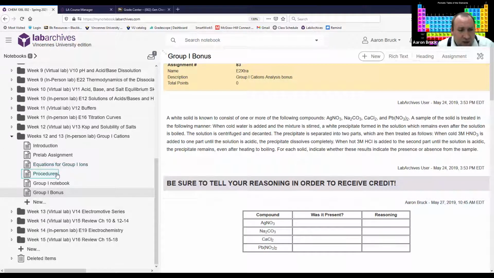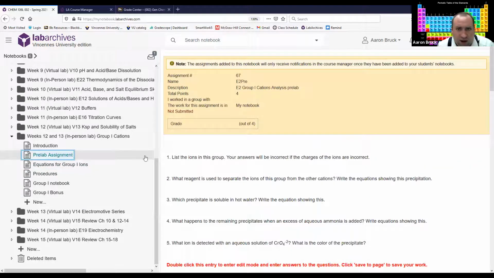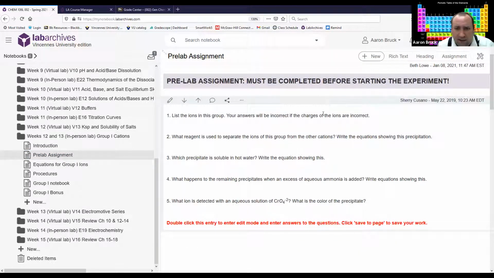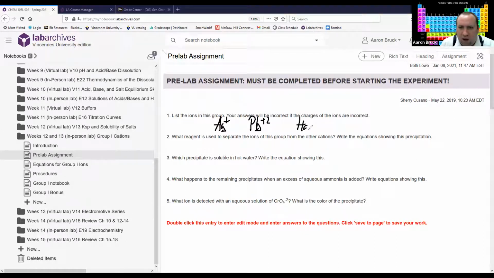And so from that, let's look at the pre-lab real quick before we close it up for the day. And you can see that the pre-lab assignment lists the ions in this group. We've already gone through that. There are only 3 in this. It is the silver ion, the lead 2+ ion, and the mercury 1 ion. What reagent is used to separate the ions of this group from the other cations? Well, we know that this is going to be 6 molar HCl.